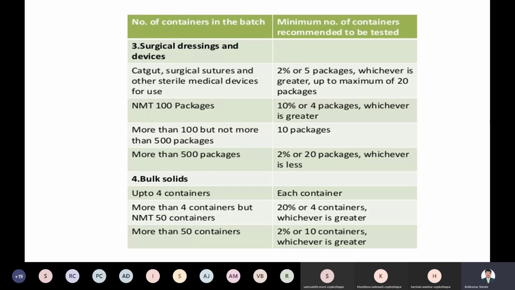Then more than 100 packages there, right? Sorry, not more than 100 packages, we can take 10% or 4 packages, whichever is greater. Then more than 100 packages but not more than 500 packages, you can take 10 packages. Right. Then more than 500 packages, we can take 2%, that is 20 packages.